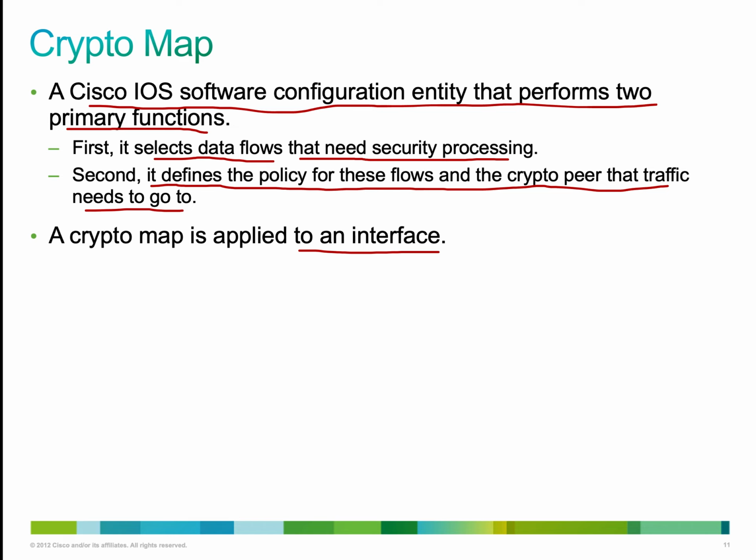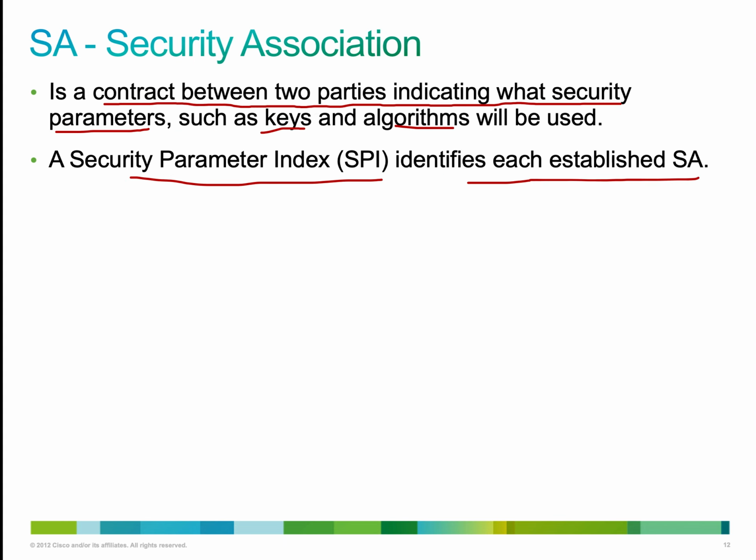The second is that it defines the policies for this flow and the crypto pair that the traffic will flow through. So the two things a crypto map does, as Cisco IOS software, is select the data flow that needs security processing and define policies for it. A crypto map is usually applied to an interface. When you're configuring, you apply the crypto map to the interface to enable this functionality.